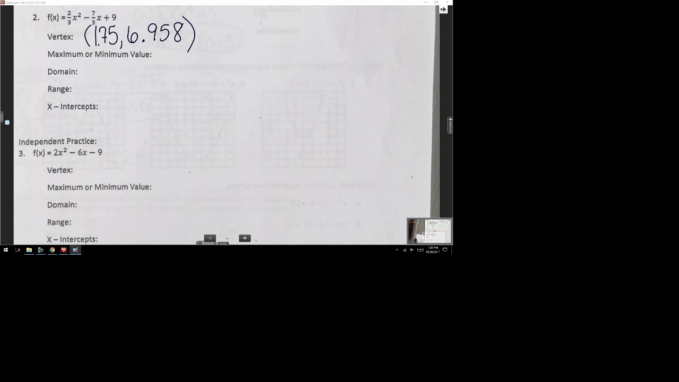It's going to come, trust me, you're going to need it in just a minute. All right, minimum or maximum? Minimum. What's that value? 1.75. There you go, same as the vertex. All right, what about domain?